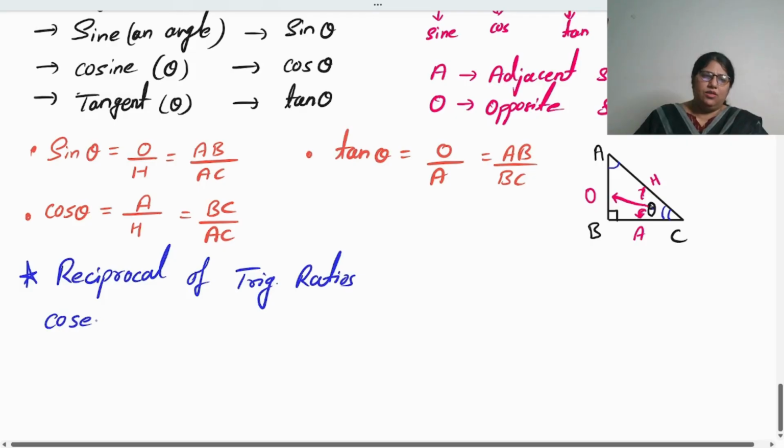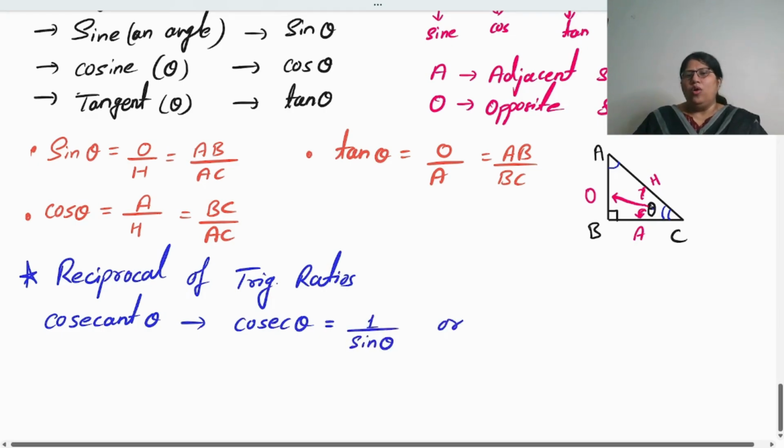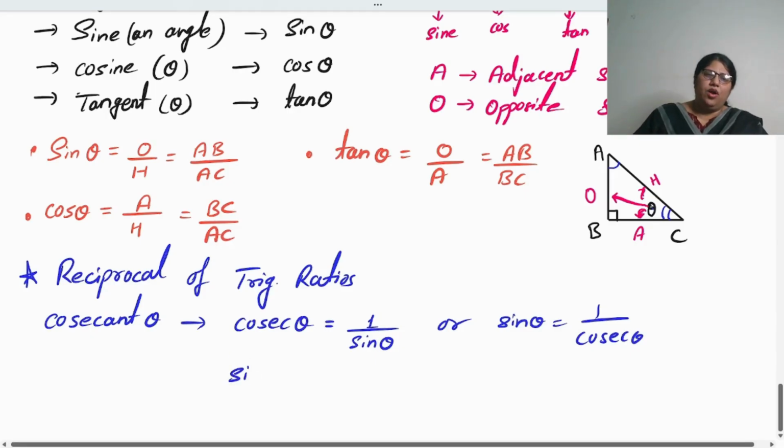Cosecant of theta, which in short form we write as cosec theta, is the reciprocal of sine theta, or sine theta is the reciprocal of cosec theta, right? So how can we write this? The product of sine theta times cosec theta is always 1, because they are reciprocals of each other, right? So this is our first one.